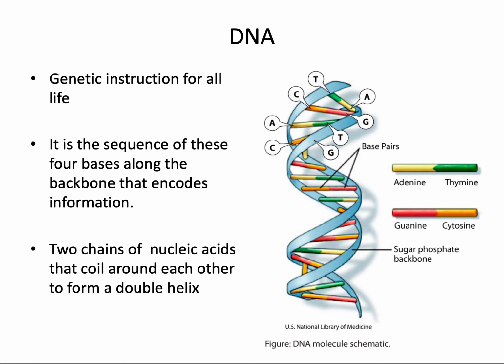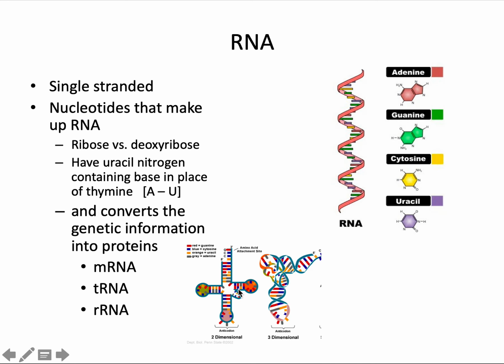DNA has 2 strands, like 2 ladders, and they are connected by their bases. Hydrogen bonds connect these together, and phosphodiester bonds connect each strand. Then it's coiled together in a helix form. RNA has only 1 strand. The nitrogenous bases are the same, except that thymine is replaced with uracil. RNA is important for protein synthesis, so we have different types of RNA that are all involved in protein synthesis.